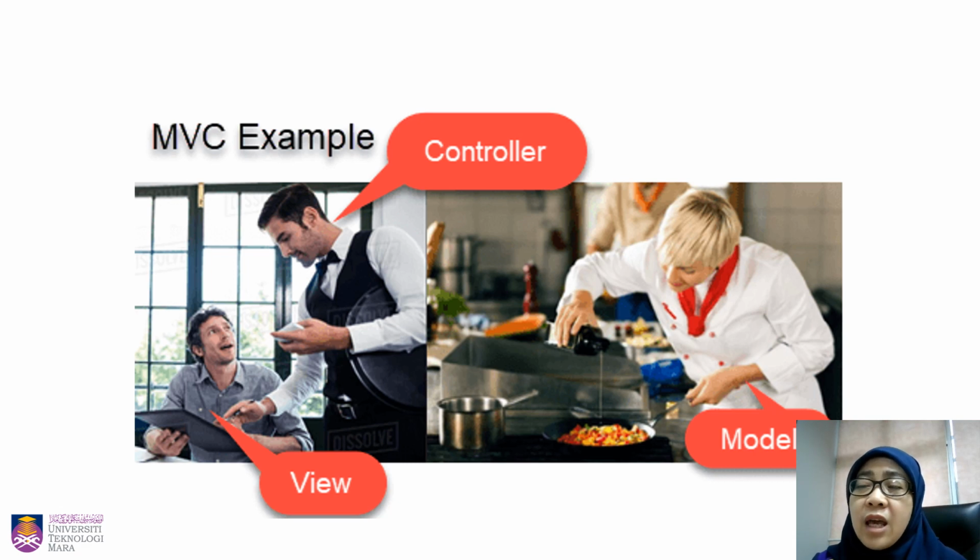Let's relate MVC with a restaurant as the analogy. The model in this analogy is the cook. The cook is the one who cooks the food to ensure quality and consistency. The cook also encapsulates the data, which is the ingredients, and the business logic, which is the cooking techniques and recipes of the restaurant. So it ensures the food is prepared correctly and maintains the integrity and the standards of the restaurant.